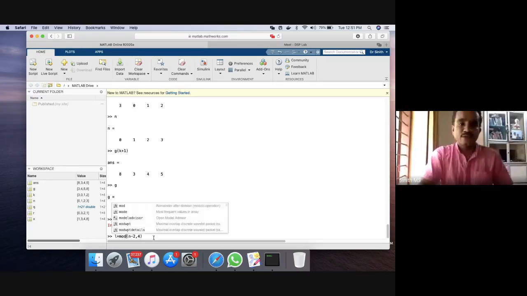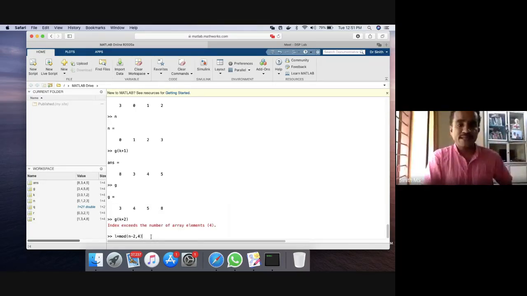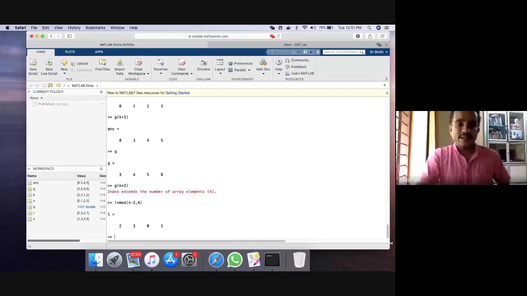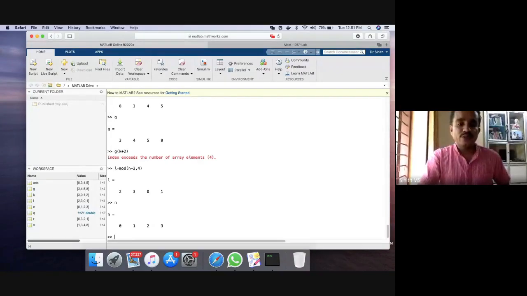So if you take L equal to mod of n minus 2 comma 4, this is a shifting of the time index n by a factor of 2. If you have taken mod, it means the shifting will happen in a circular way. So let us take L: 2, 3, 0, 1 instead of n equal to 0, 1, 2, 3. Now you have the shifted version, that is, it starts from 2. So 2, 3, 0, 1.